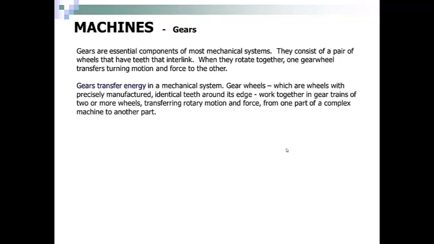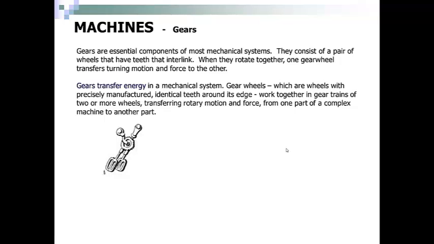Gears transfer energy in a mechanical system. Gear wheels, which are wheels with precisely manufactured identical teeth around their edge, work together in gear trains of 2 or more wheels, transferring rotary motion and force from one part of a complex machine to another.